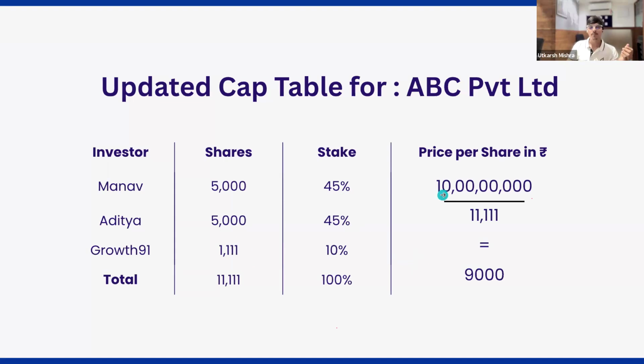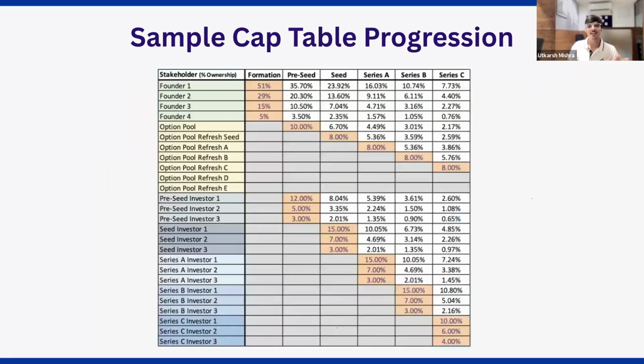And how to calculate price per share: it is the total valuation of the company divided by total shares, which is 9,000 per share. So this was the final calculation from my end. I know this type of calculation is a bit confusing for founders.